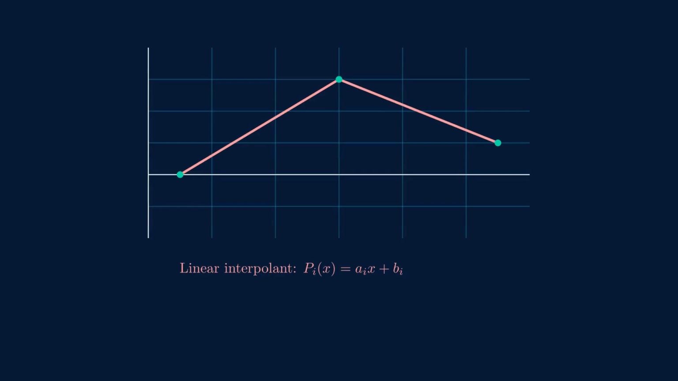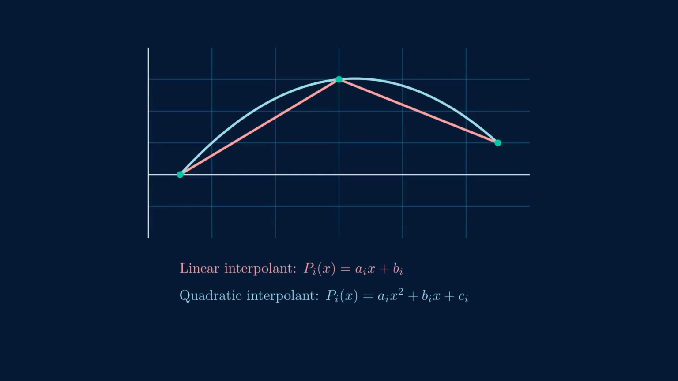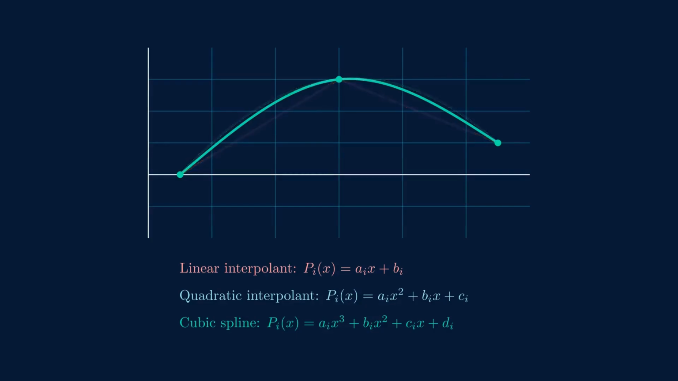Here are 3 scattered data points. A linear fit is simple, but not smooth. A quadratic fit is smoother, yet still not flexible enough. Cubic splines pass through all points while ensuring smooth curvature.